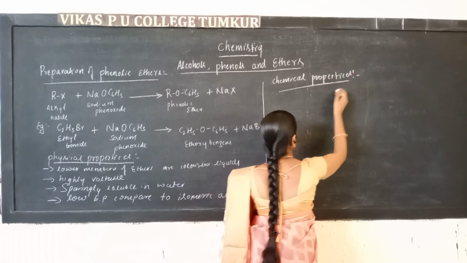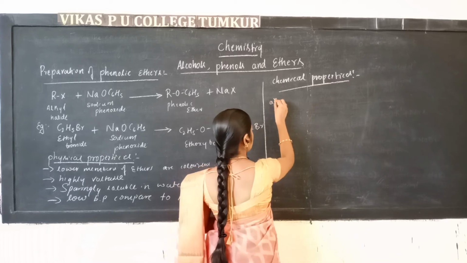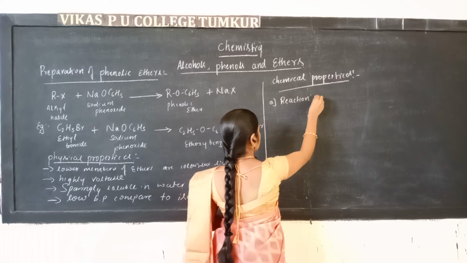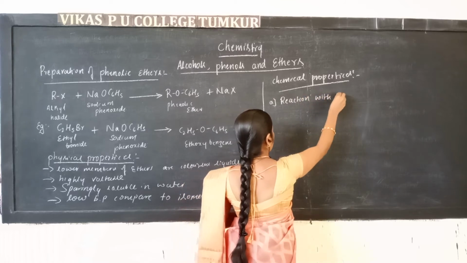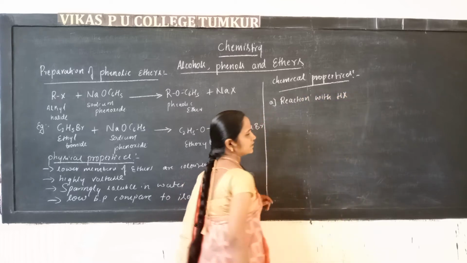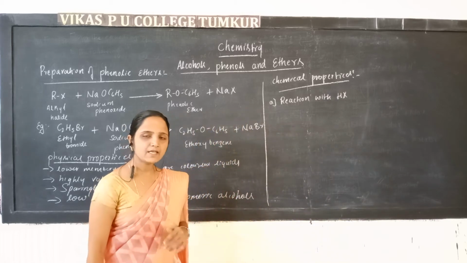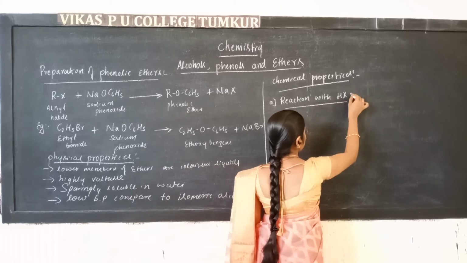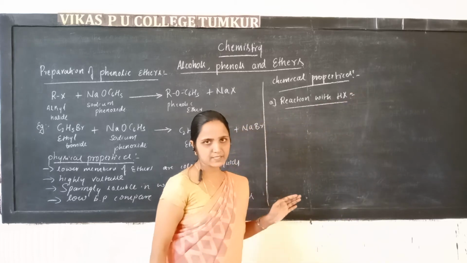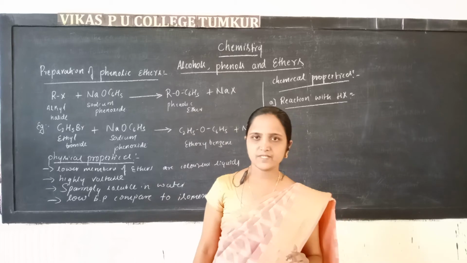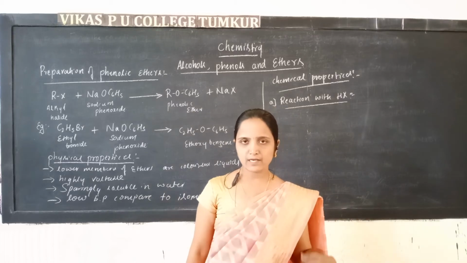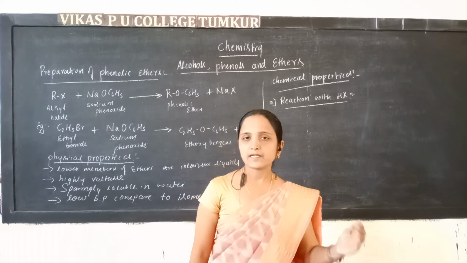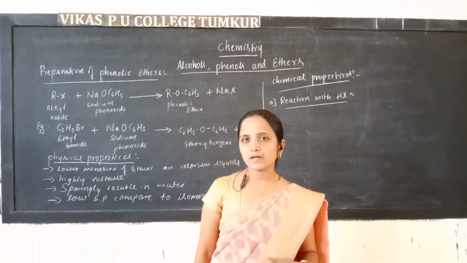In the chemical properties, the first we are going to be discussing is the reaction with hydrogen halide. There is a hydrogen halo acid or hydrogen halide. Suppose ethers react with the excess of halo acids, that is a hydrogen halide. At that time we are going to get that alkyl halide.